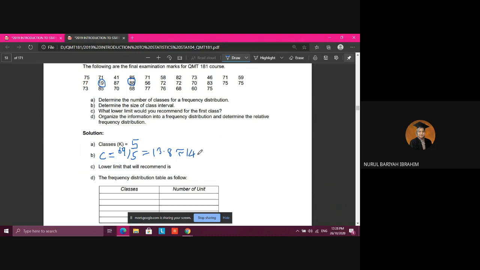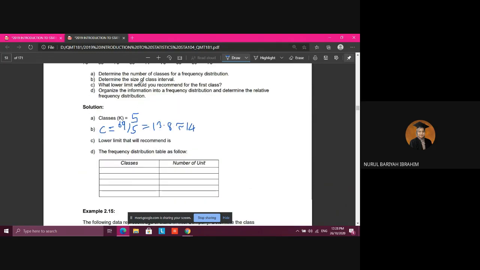Okay, so sekarang kita tahu dia punya class interval adalah 14. And then we need to know the lower limit dan juga upper limit for every class. Okay, let's say kat sini dia tanya dulu, what is the lower limit would you recommend for the first class?